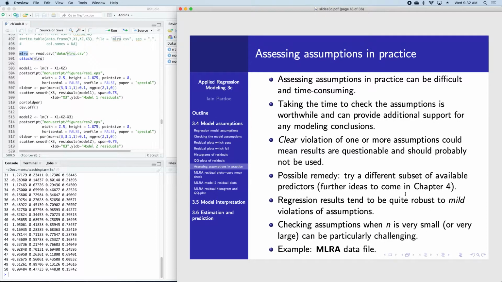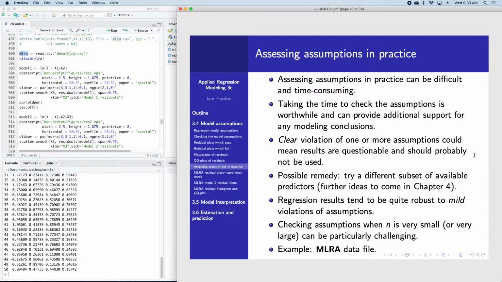So, assessing these assumptions in practice is difficult, tedious, time-consuming, and it relies on making very subjective decisions, so it can be frustrating. So take your time. It's worthwhile because the more evidence we can gather that the assumptions are okay, the more we can rely on our modeling conclusions.